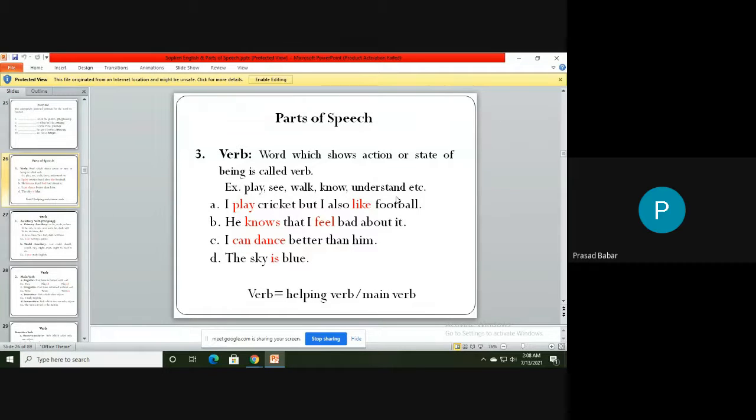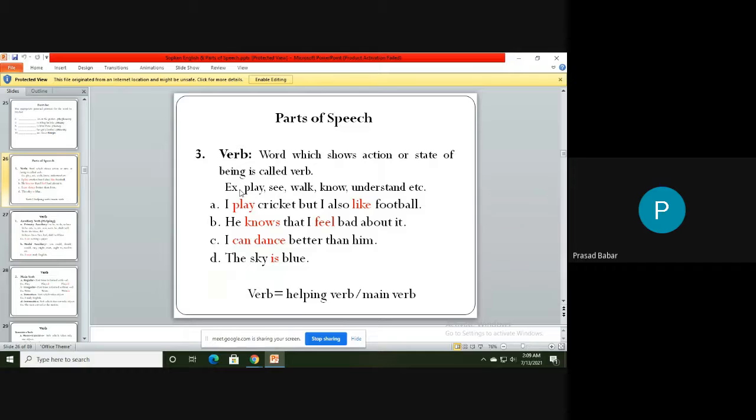Then what is the verb? Can anybody tell me? What is the verb? It is very easy. Verb is a word which shows action or which denotes the action, and that is why it is called verb. So here in this slide, verb is a word which shows action or state of being. It's called verb. So what are the examples of verb then?